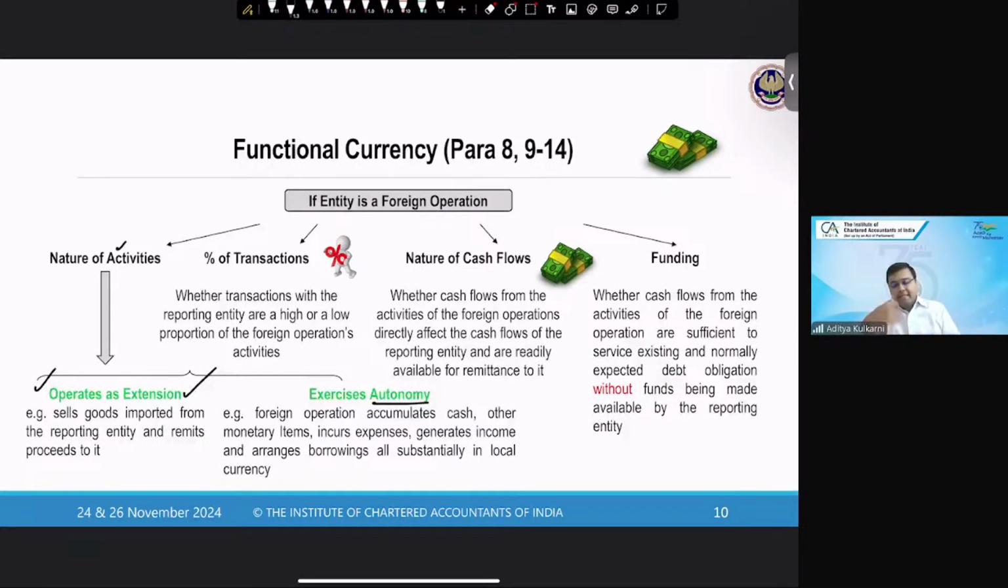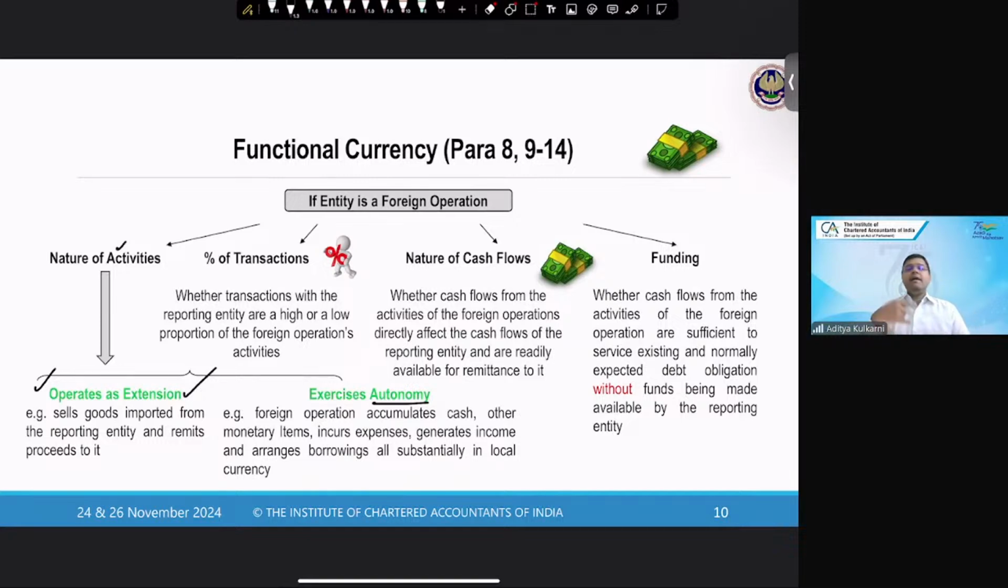Autonomy means it is taking its own decisions. At what price do I sell the vehicle, how much staff do I need, what do I do. When I get the money, how do I deploy it? Do I keep it in a bank? Do I build a corpus? Do I repatriate it to my parent as dividend? All these decisions will be taken by the subsidiary alone without any interference from the parent.